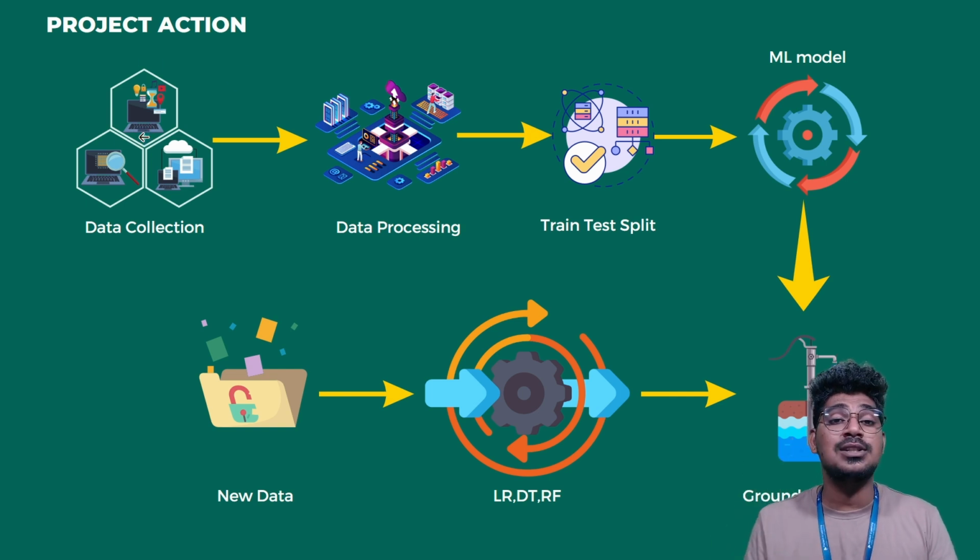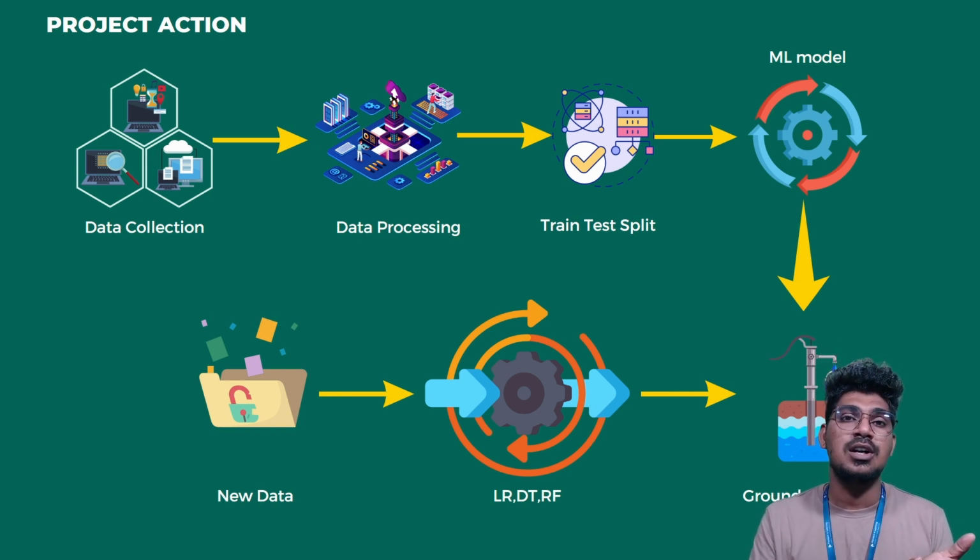And what is the second process? We need to do processing on that particular data, to check whether there are any null values or not. If null values are there, we need to handle the data with the help of two different methods.